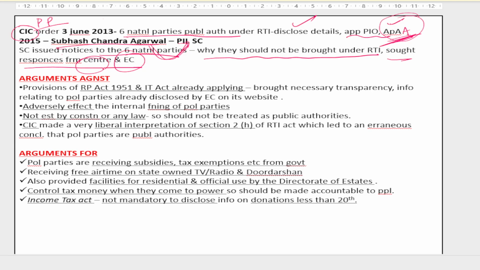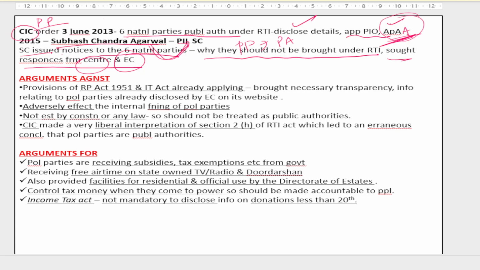Now Subhash Chandra Agarwal had moved the PIL in Supreme Court seeking a declaration that political parties are public authorities. Political parties are public authorities and they should disclose details of income and expenditure for public scrutiny, so that transparency and accountability in the functioning of these recognized national and regional political parties can be ensured. So he had filed a petition seeking a declaration that political parties are public authorities under the RTI Act.